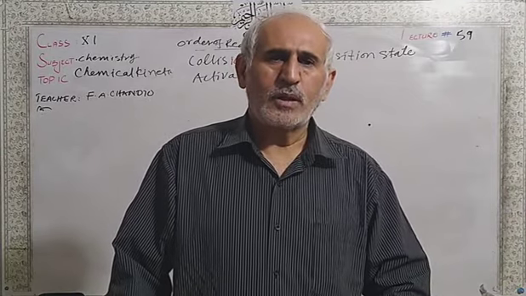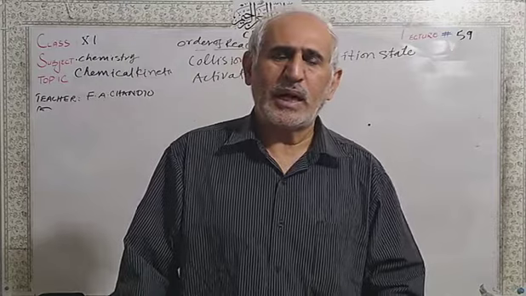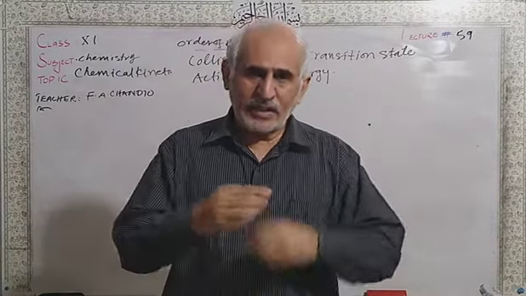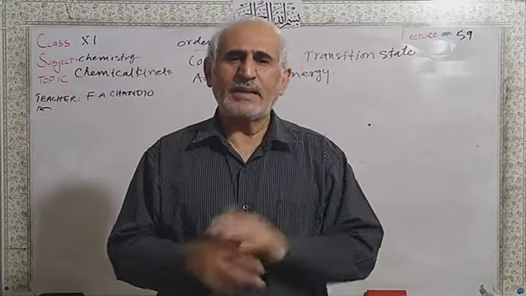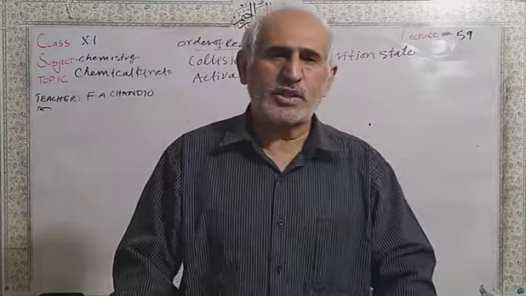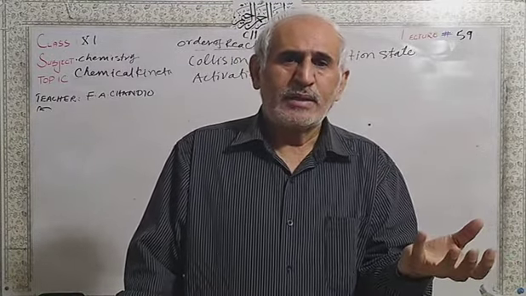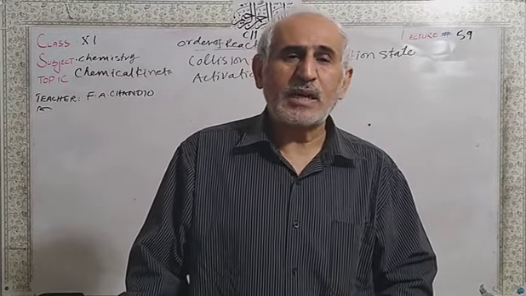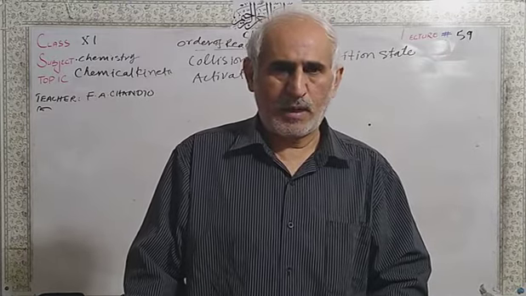If there are 2 reactants and they combine with each other and the reaction takes place, it means that these reactants collide with each other, and during the collision some product is going to be formed. It means that their collisions are effective collisions.